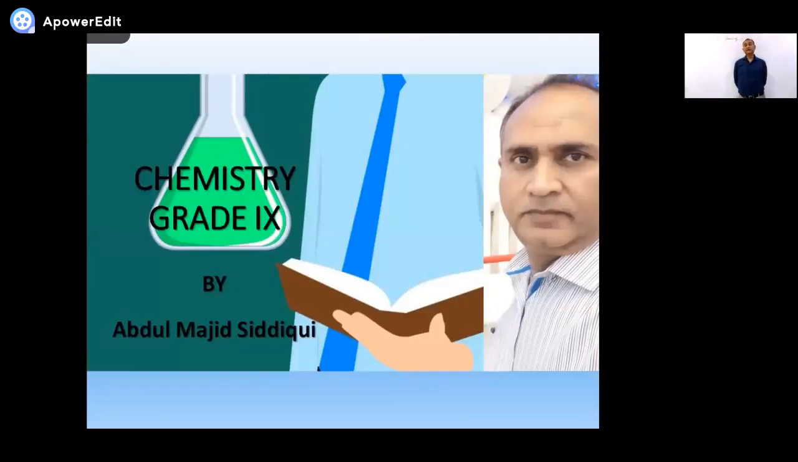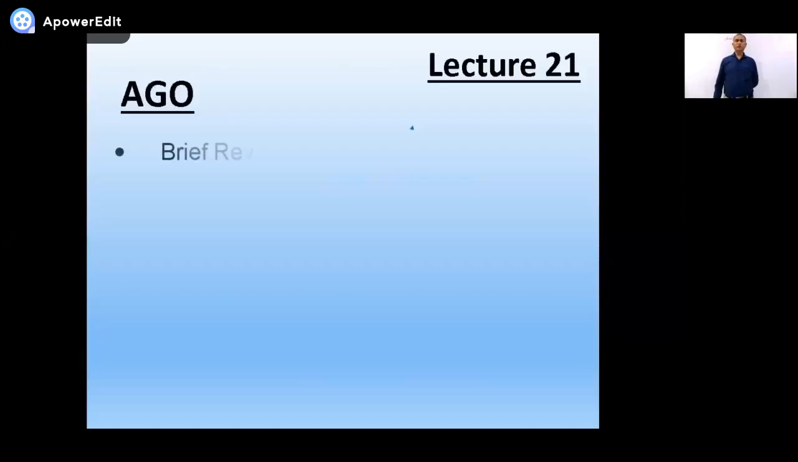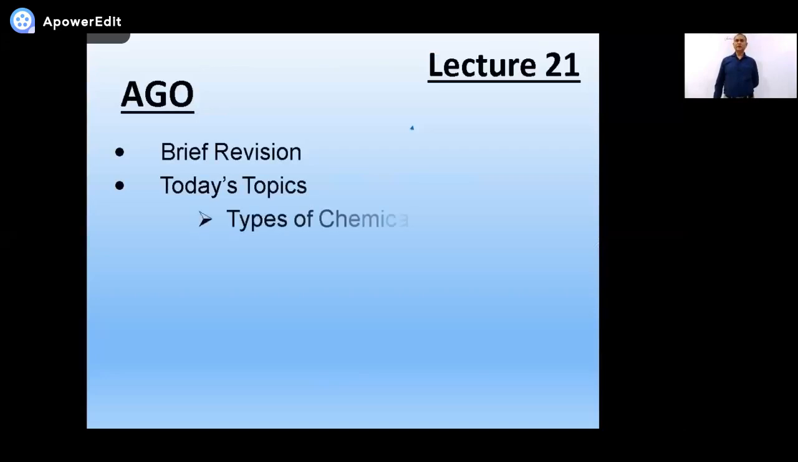So, lecture number 21. This is the AGO: aims, goals, and objectives. What will we do in lecture number 21? As usual, we will go through a brief revision, then we'll focus on the types of chemical reactions. I told you that if you have any question, you can ask me in the group. All right.